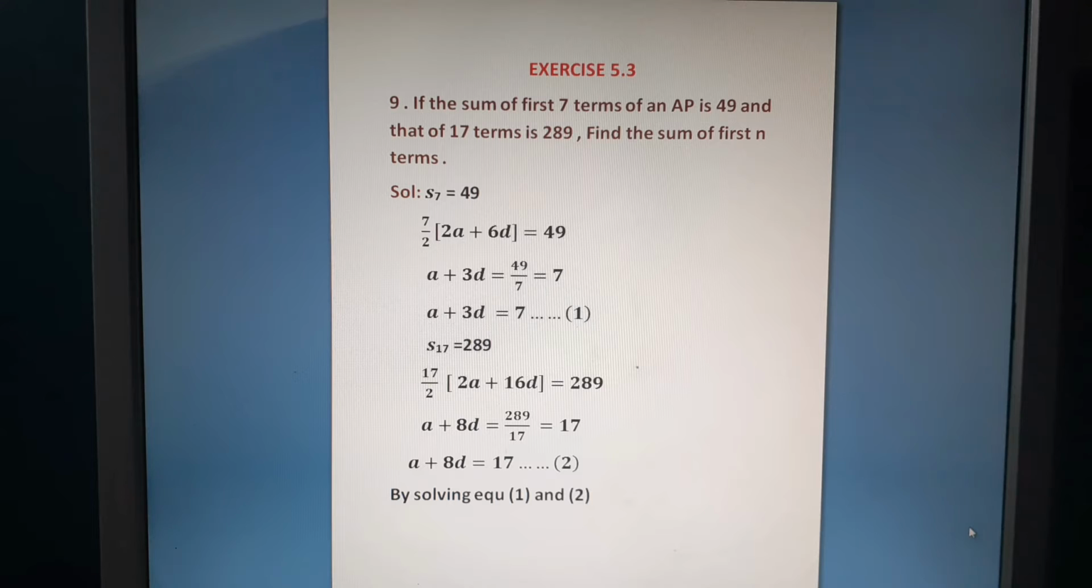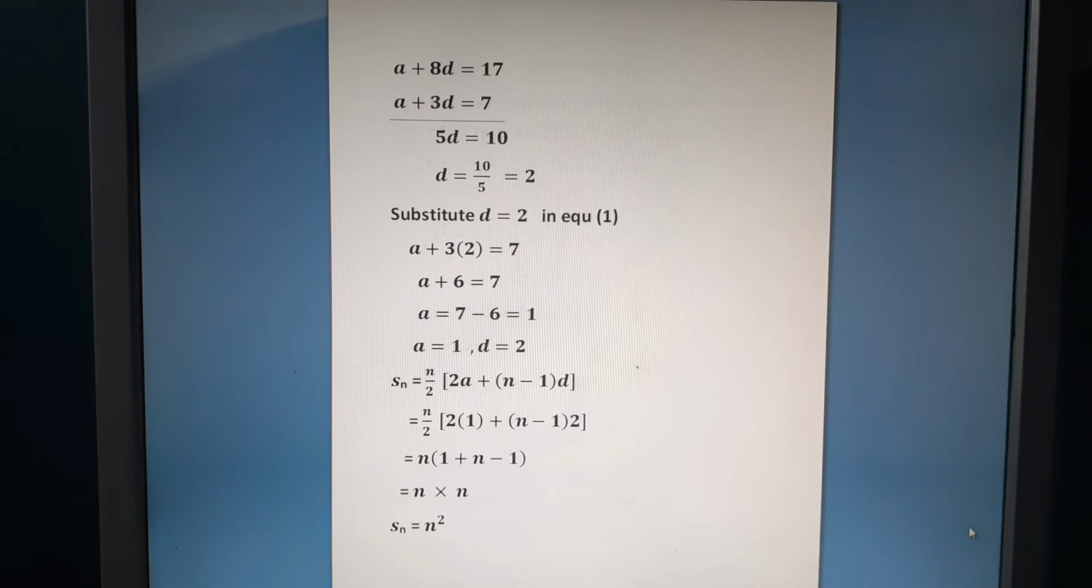By solving equations 1 and 2, a plus 8d is equal to 17, a plus 3d is equal to 7. After subtracting, we get 5d is equal to 10. D is equal to 10 by 5, that is equal to 2. Substitute d equal to 2 in equation number 1. A plus 3 into 2 is equal to 7. A plus 6 is equal to 7. A is equal to 7 minus 6, that is equal to 1. So, a is equal to 1 and d is equal to 2.